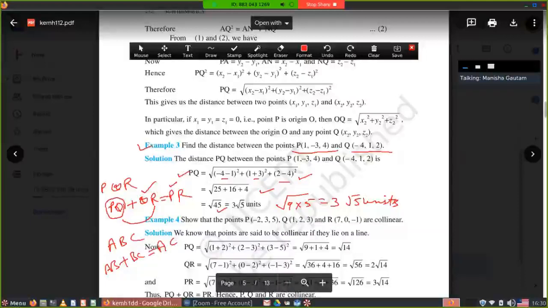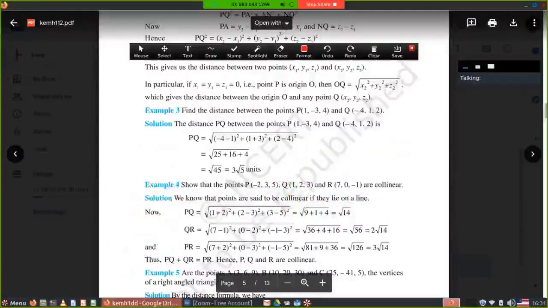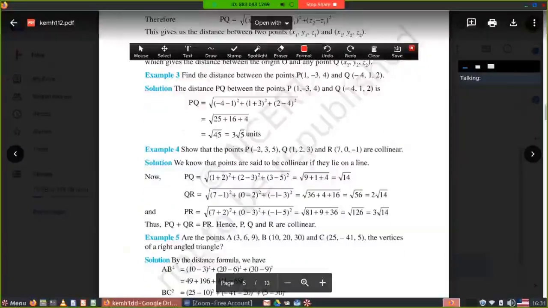Okay. Now you can see here in example number 4, P, Q, R are the points given to you. PQ distance, it means 1 minus of minus 2, that comes out 1 plus 2 square, 2 minus 3 square, 3 minus 5 square, it is root 14. This is 2 root 14, 3 root 14, add them. This comes out 3 root 14, and this is equal. So the points are collinear.